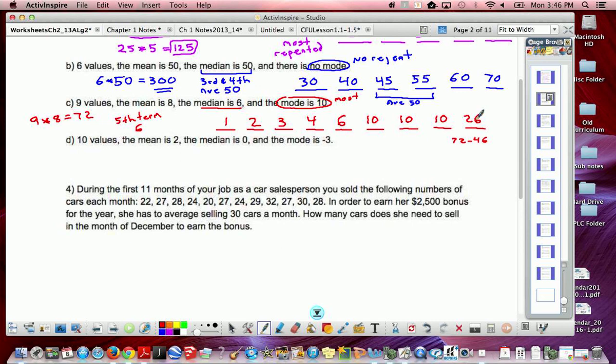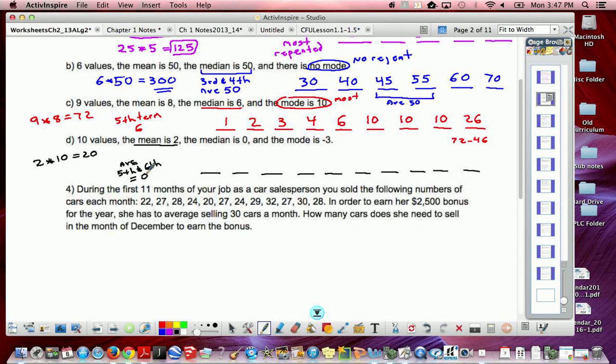It meets the criteria. All right, our last one here, 10 data points. Wow. 1, 2, 3, 4, 5, 6, 7, 8, 9, 10. The mean is only 2, so 2 times 10, well, we know that's 20. Okay? The median is 0, so that means, since I have 10 data points, the average of the 5th and 6th data point must be 0.